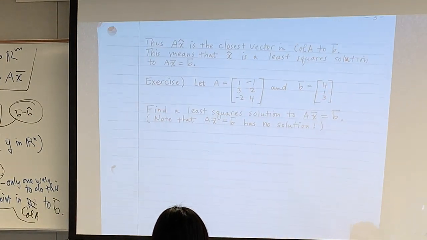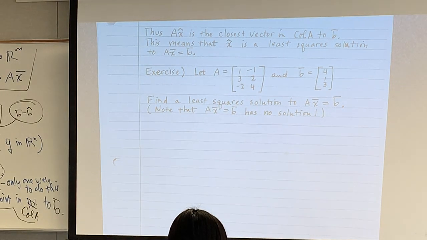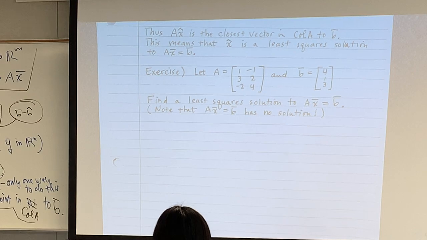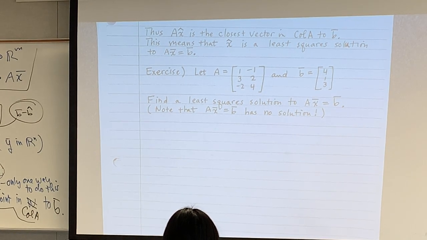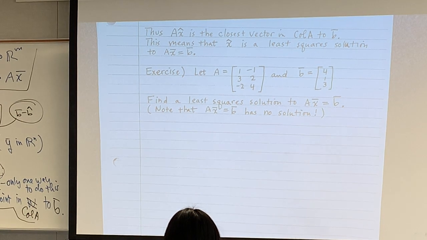And AX hat is the closest vector in the column space of A to B. That means X hat is the least squares solution. Boom. I think you've got to think about it a little bit. This isn't something where I'd be sitting there saying, "Oh yeah, I got it, I see it." But all the steps are there, all the pieces are there, and I think it's very accessible for you to be able to think through the logic.